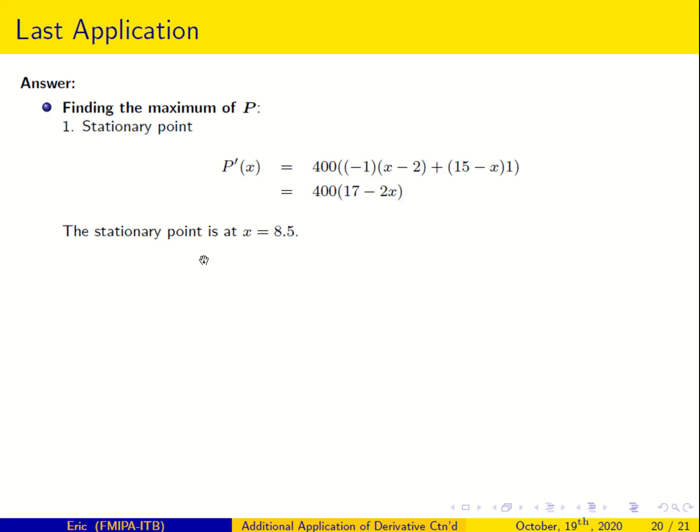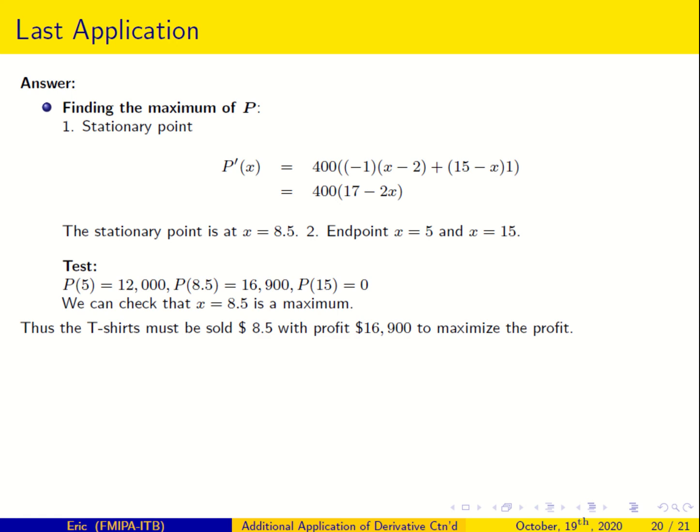I have P prime is this, and the stationary point is given by this. The endpoint is this, no singular point. And I can check that P of 5 is this, and this. So based on this check, I can conclude that X equals $8.5 is a maximum. Thus, the t-shirt must be sold at $8.5 with profit $16,900 to maximize the profit.